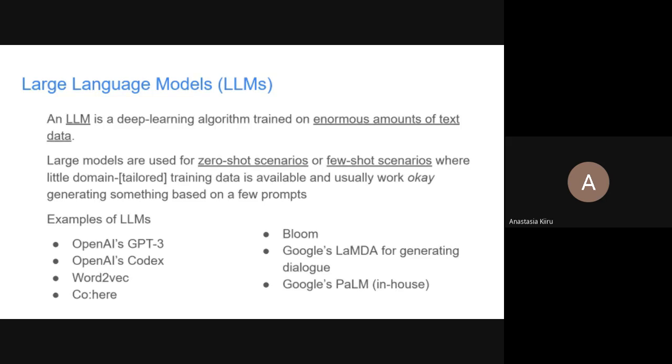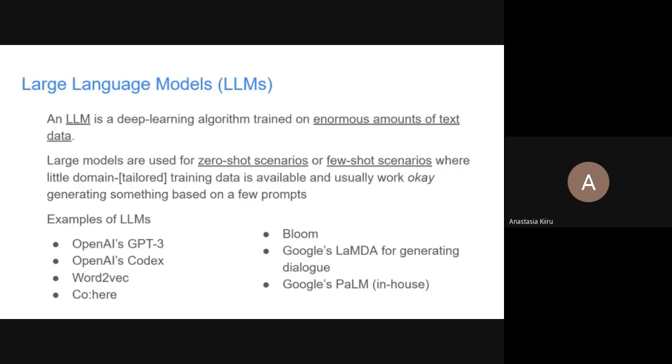And as I was saying, the major big issue about them is that they're trained on an enormous amount of text data. Let's focus on the LLM. So they are trained on enormous amounts of text data. Something else just to mention: language models and how we use them.